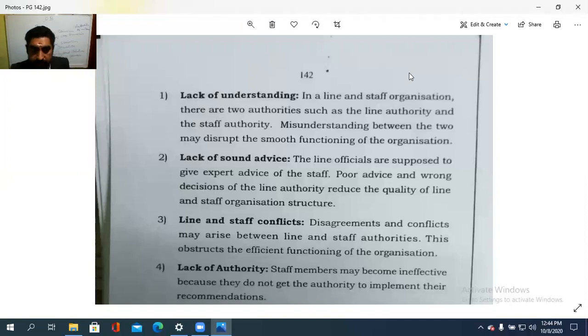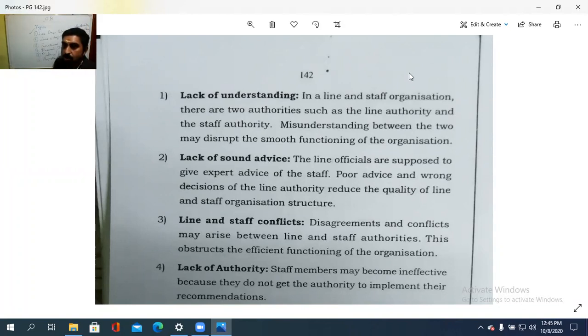So the demerits with regard to the line and staff structure is lack of understanding. In the line and staff organization, two authorities such as line authority and the staff authority are there. So there may be misunderstanding that will disrupt the smooth functioning of the organization. Sometimes the staff manager, the staff authority, may not get importance from the top level, or may not get orders. Such disturbances are there with regard to this line and staff authority, where lack of understanding is there.